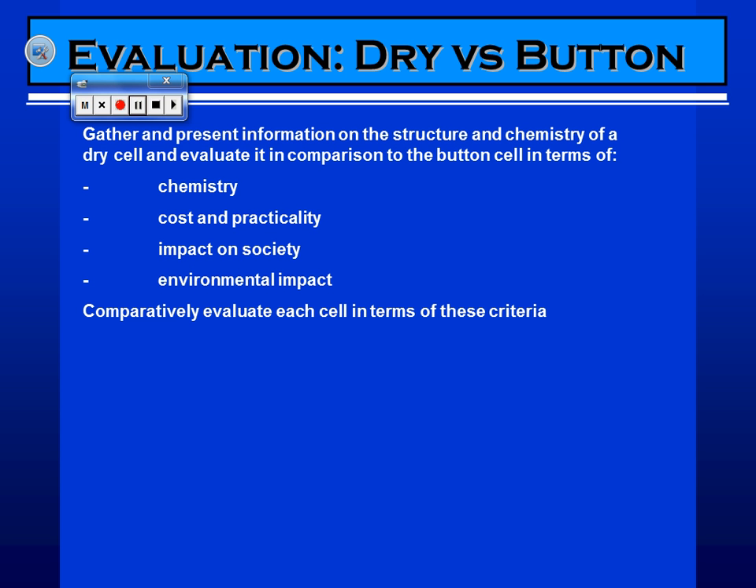For example, the dry cell, you can explain why the electrolyte's consumed. You can explain the production of ammonia. You can explain why the zinc case corrodes. For the silver cell, you can explain why the voltage stays constant and the electrolyte concentration stays constant. So if you understand that chemistry, everything else makes more sense. And the rest, cost and practicality, impact on society, environmental impact, you need to know them and you need to be able to evaluate them, but they're not as important as the chemistry. So know them all, but have a big focus on the chemistry.